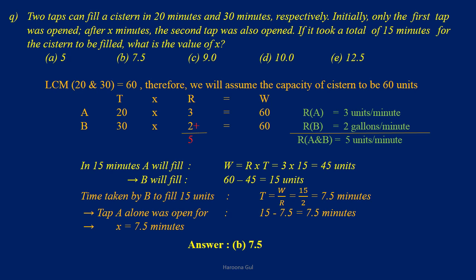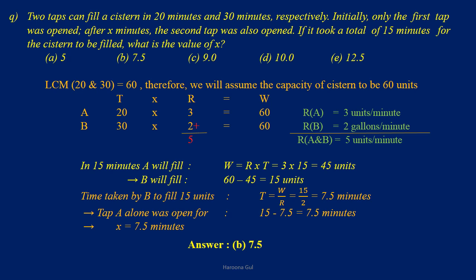Our first step should be taking the LCM of 20 and 30 in order to assume the capacity of cistern. And the LCM of 20 and 30 is 60. Therefore, we will assume the capacity of cistern to be 60 units. And units could be gallons, liters, milliliters, etc.